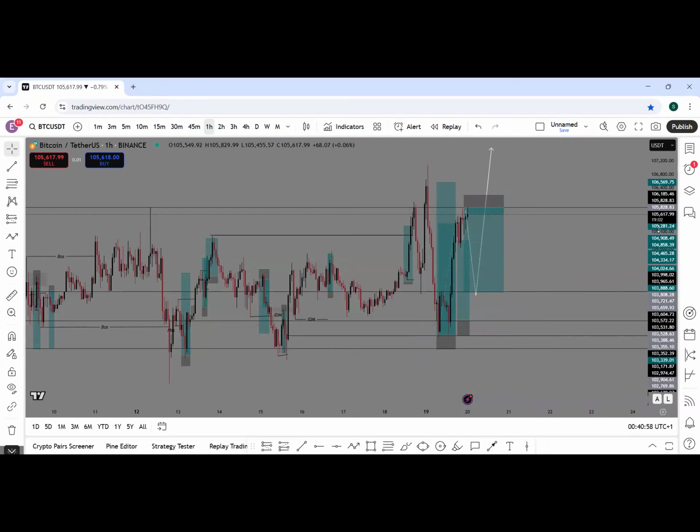Because you didn't even have a shift. This is not a shifting structure. This is just a liquidity grab. So you won't mark it as a shifting structure, just a liquidity grab.